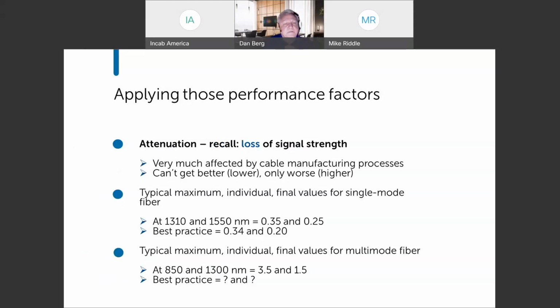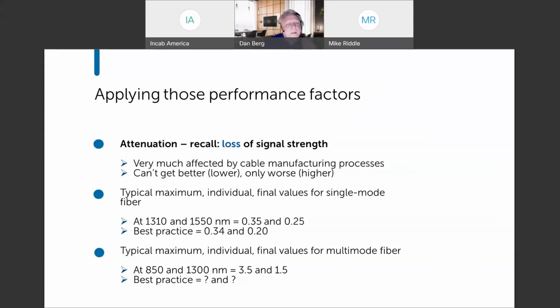And at 850, it's typically 3.5 dB per kilometer and 1.5 dB per kilometer. The best practice, we honestly don't process enough of multi-mode fiber to really have a huge database of values to tell you. But generally speaking, it's a little bit lower than what we get from Corning, maybe 3.3, 3.2, somewhere in that territory, and 1.2, 1.3, something like that. It's typically a little better than the specified values.